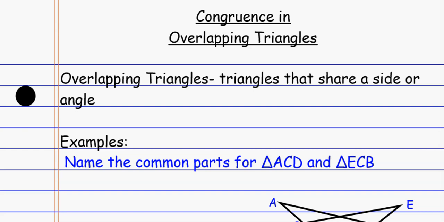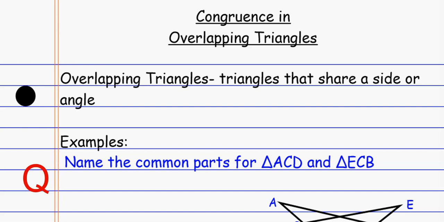Everything that we'll do with this will be the same as what we've done with other triangles in terms of showing that they're congruent. So overlapping triangles are triangles that share a side or an angle. And notice that it's share a side or an angle. When we talk about the common parts, we're talking about parts in terms of CPCTC, the corresponding parts of the triangles, like the sides and the angles. If it's not a common side, if it's not a side that they share, then it wouldn't be considered a common part. If it's not an angle that they share, it wouldn't be considered a common part.